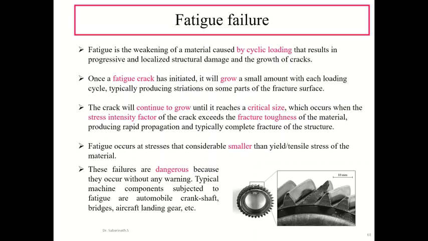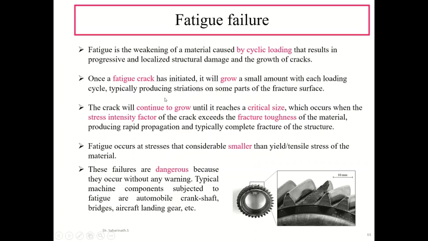So when a material is subjected to dynamic and fluctuating stress, for example in bridges, aircraft or machine components, there is a chance of failure, and this failure will take place at a stress lower than the tensile and yield strength under static load. Once a fatigue crack has initiated, it will grow a small amount with each loading cycle, typically producing striations on some parts of the fracture surface.